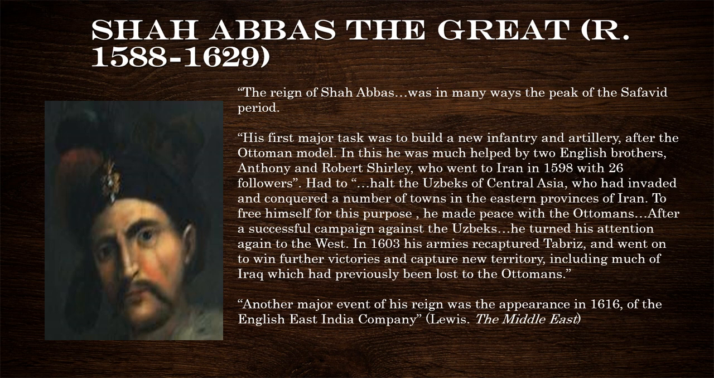Abbas had to halt the Uzbeks of Central Asia, who had invaded and conquered a number of towns in the eastern provinces of Iran. To free himself for this purpose, he made peace with the Ottomans. After a successful campaign against the Uzbeks, however, he turned his attention again to the west. In 1603, his armies recaptured Tabriz, and went on to win further victories and capture new territory, including much of Iraq, which had previously been lost to the Ottomans.